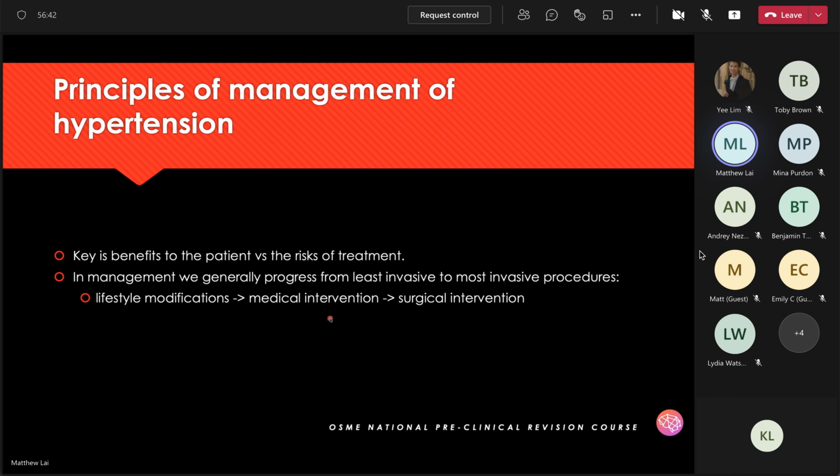So, principles of management. I think this is where sort of the real money is. So, the key concept, as I iterated before, is that we need to weigh up the benefits to the patient versus the risks of treatment. Another general principle in management is that we progress from the least invasive to most invasive procedures. So this would be lifestyle modifications, followed by medical intervention, followed by surgical intervention, if there is a surgical intervention that helps.